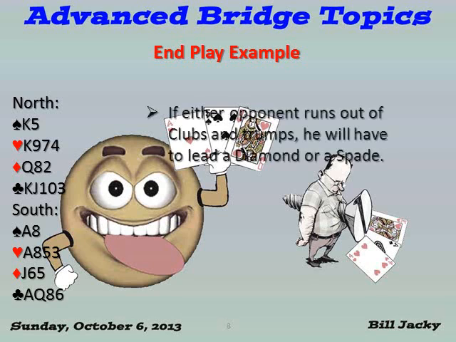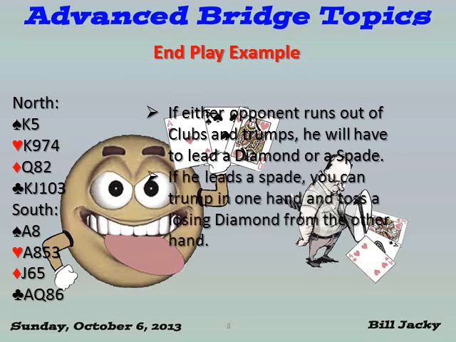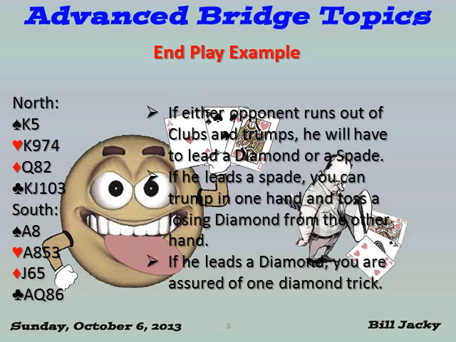As you lead clubs, if either opponent runs out of clubs and trumps, he will be out of clubs, and he'll be out of trump because he used the last trump, so he's forced to lead another suit. If he leads diamonds, you only have 2 diamond losers. If he leads a spade, you can trump in one hand and toss a diamond from the other, thereby eliminating a loser. If you lead diamonds, you're sure of getting a diamond trick.